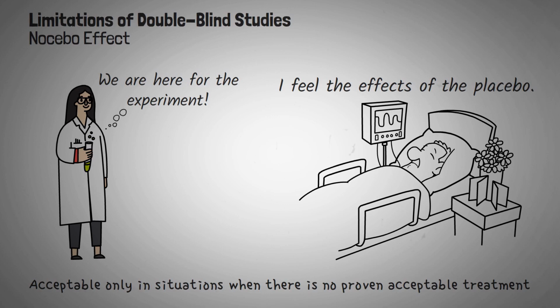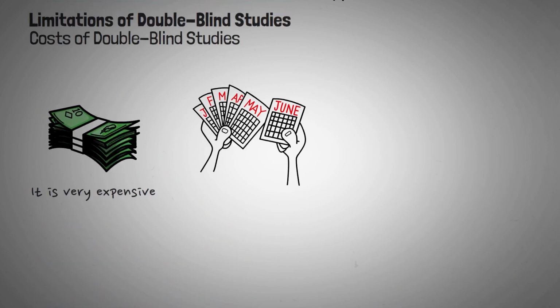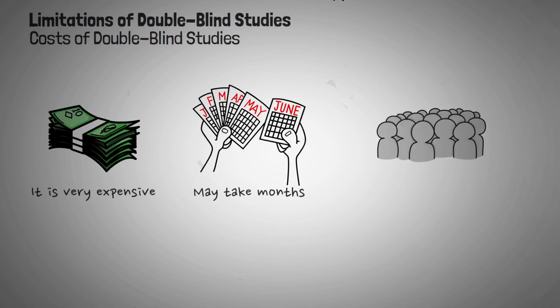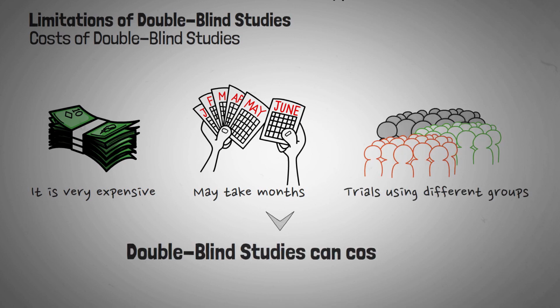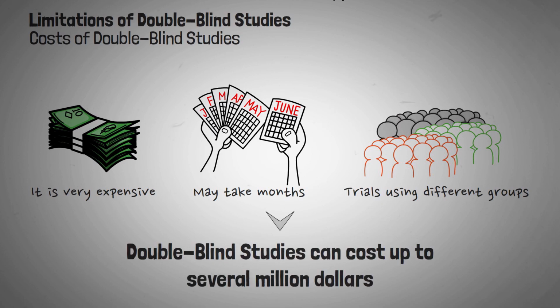Another downside is the cost of double-blind studies. Double-blind procedures are very expensive. They may take several months to complete and lots of money, as experiments often require numerous trials using different groups in order to collect enough data. As a result, double-blind studies can cost up to several $1,000,000, depending on the amount of work required and the industry in which the product is being tested.